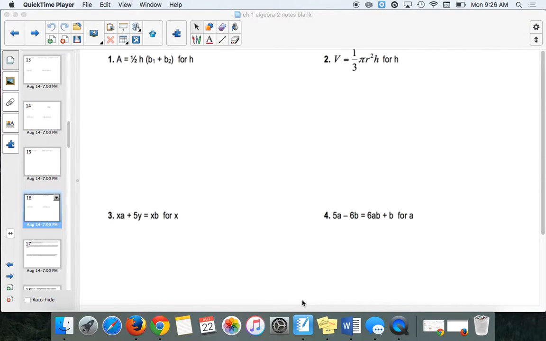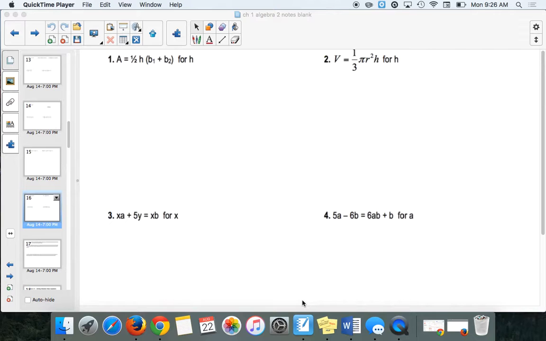Last time, we still had to do the ones where they said "solve for the indicated variable." So we're going to go ahead and do those ones. On these types of problems, it's exactly like the ones we did before where we had numbers, okay? So if we're solving for h, like number 1, we want to get the h all by itself. So we want to do the opposite operation to get the other things to the other side, okay?